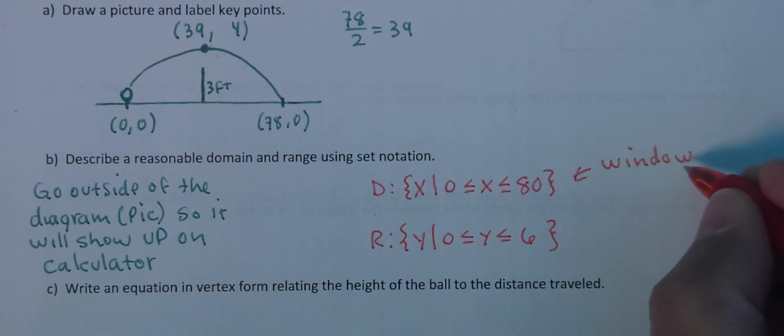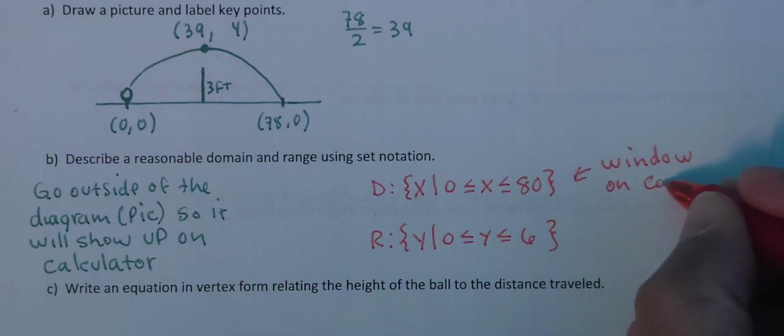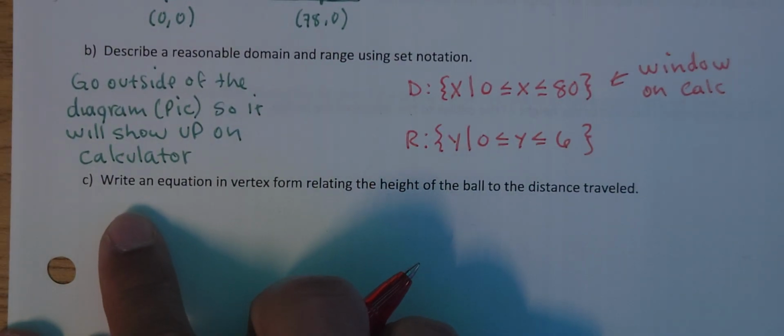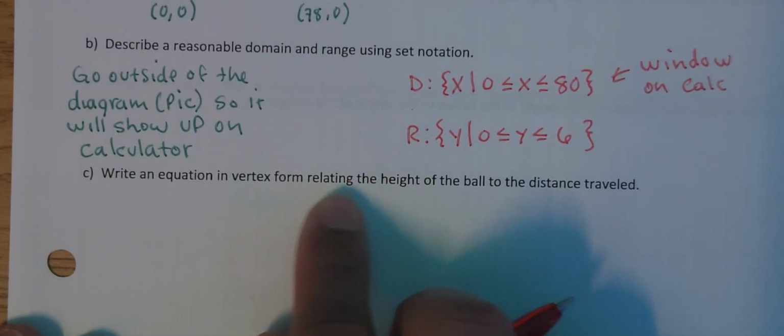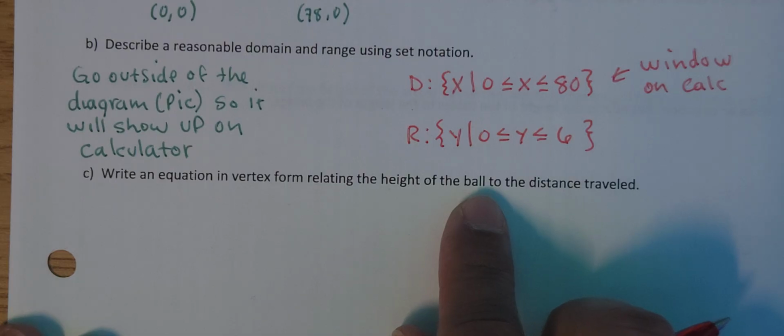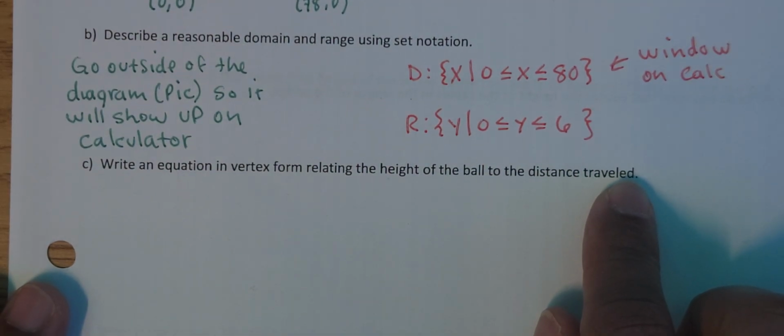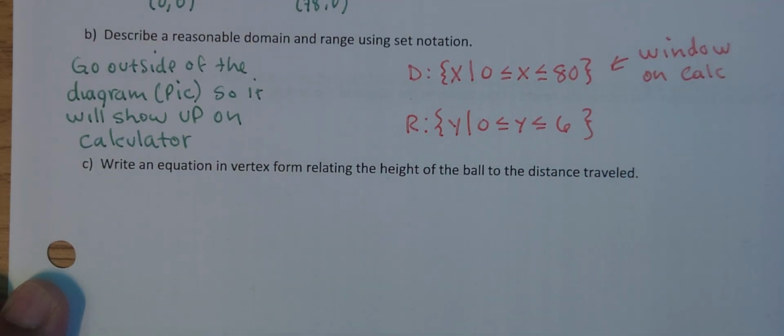Okay, window on calc. All right. So then for the next part, it says, write an equation in vertex form relating the height of the ball to the distance traveled. So this is review from the first semester, and also you saw this on the video lesson for 10.1.